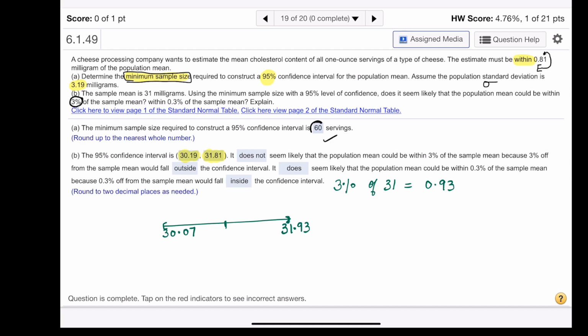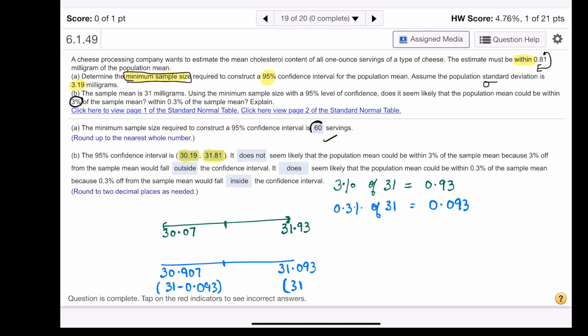Now let me check for 0.3%. I'm going to use, let's say, the color blue. For 0.3% of the sample mean, which is of 31, that is 0.093. My upper limit and lower limit: I'm going to add 0.093, so 31.093, and I'm going to subtract 0.093. So what I'm doing here is simply 31 minus 0.093, and 31 plus 0.093. Same thing as before: I add the margin and I subtract the margin.